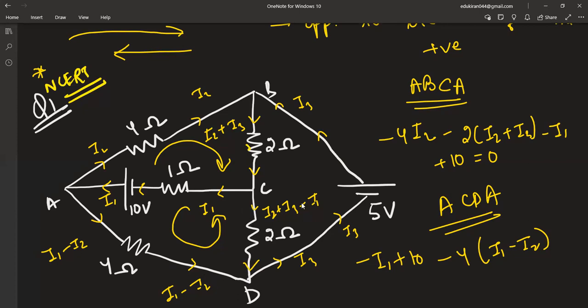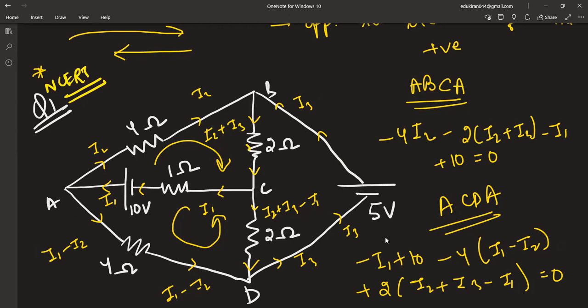We are moving opposite to the direction of current, so we will take this as positive. That is 2I2 plus I3 minus I1. This was the current. Net is equal to 0. See, when we distributed the current, that was Kirchhoff's current law.